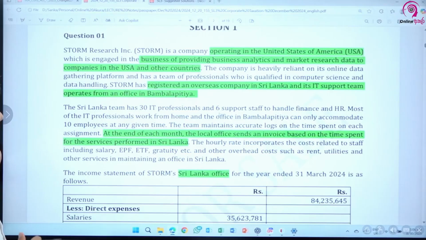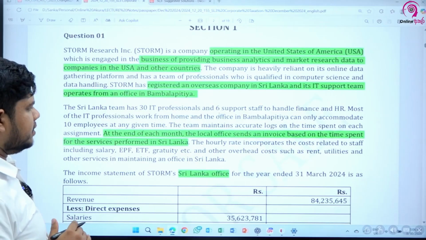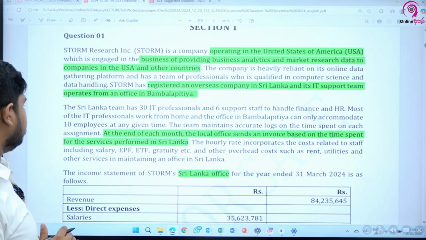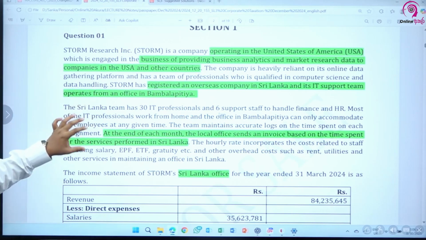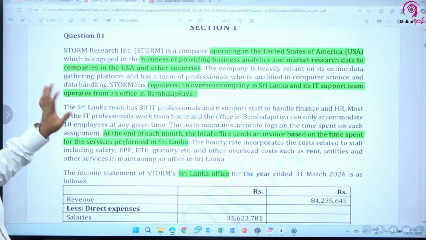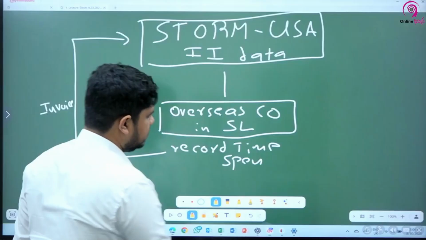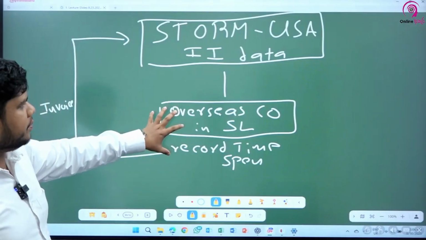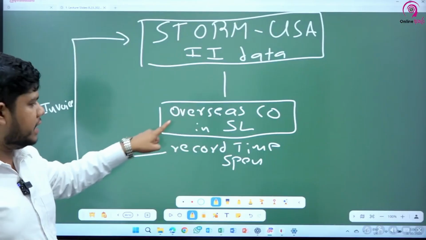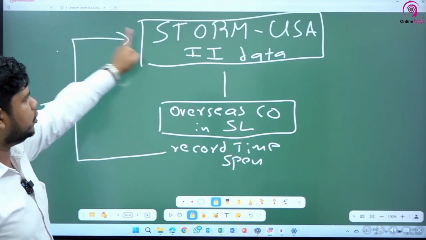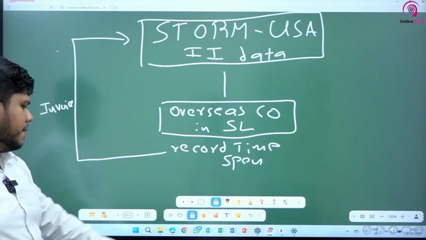The hourly rate incorporates the cost related to staff, including salary, EPF, ETF, gratuity, etc. So they are charging based on the hourly rate and it includes cost related to staff. So the Sri Lankan company incorporated by them in Sri Lanka records their time spent on their work and they invoice the USA company, right?